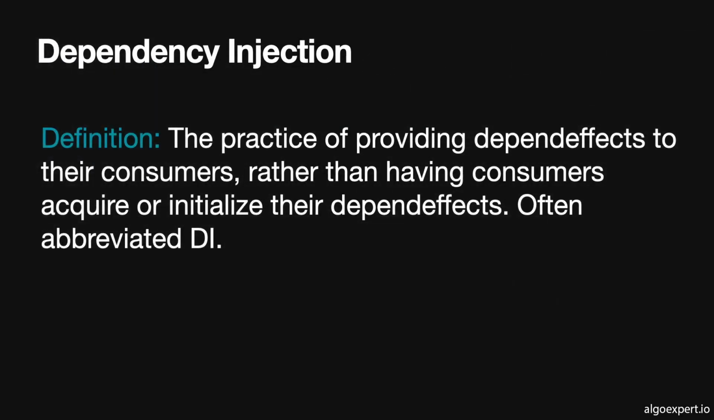In order for consumers of dependeffects to have the flexibility to use production implementations in production, or test doubles in unit tests, dependeffects must be provided to consumers. In other words, consumers must give up the responsibility of acquiring or initializing their dependeffects. This practice of providing dependeffects to their consumers, rather than having consumers acquire or initialize their dependeffects, is called dependency injection, DI for short.